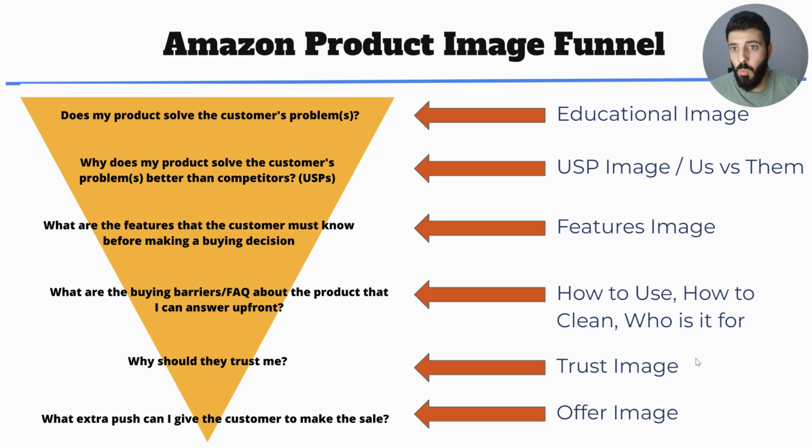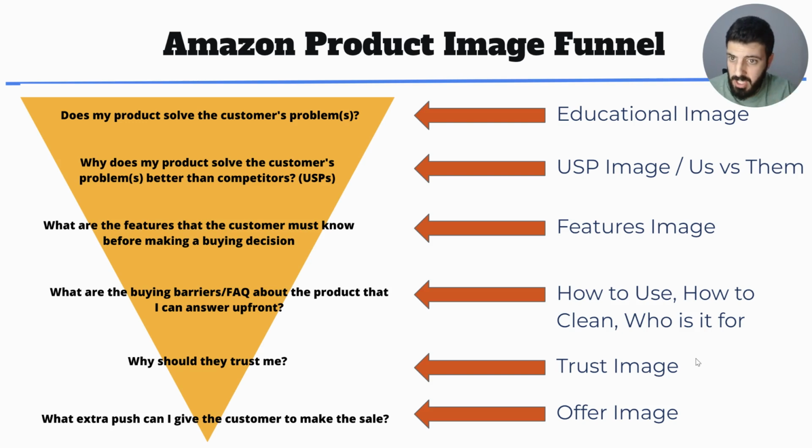Then, second question, why does my product solve this problem better than a competitor? So, in this case, you can add a USP image or an us versus them image. And USP is unique selling proposition. It's like an extra, it's something that only your product has. You can add it there, or you could show an us versus them. So, this product versus this product. But of course, you cannot mention usually these types of images, you cannot mention the competitor name. It's very tricky with Amazon.